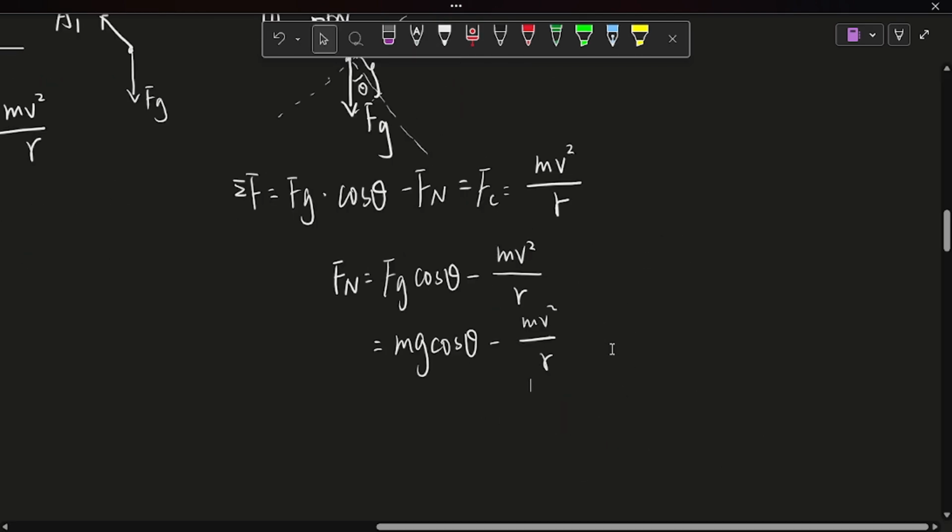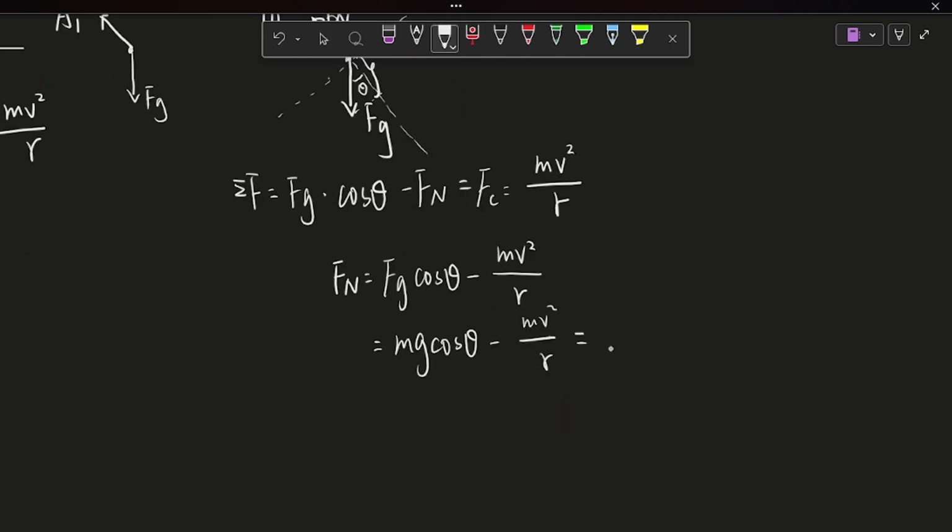I'll make it look a little bit better. So it will simply be m times (g cosine theta minus v squared over r). So that is your expression for the normal.